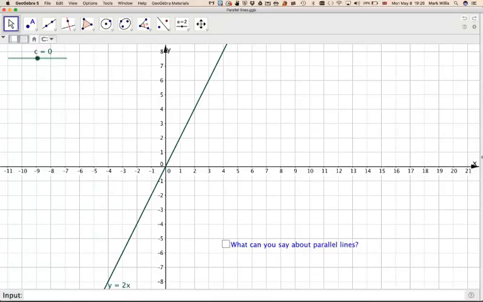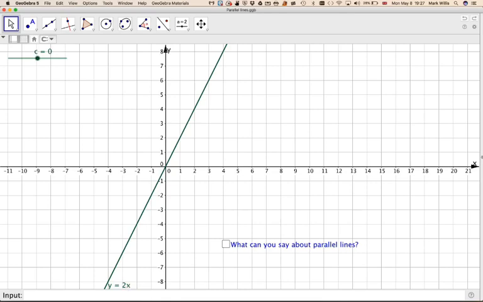Hi, in this video we're going to look at what we mean by parallel and perpendicular lines. Let's look at parallel lines first. So here we have a line. We can say the gradient of this line is 2, because every 1 square along it goes up 2, so it will be something like that. This is the line y = 2x.